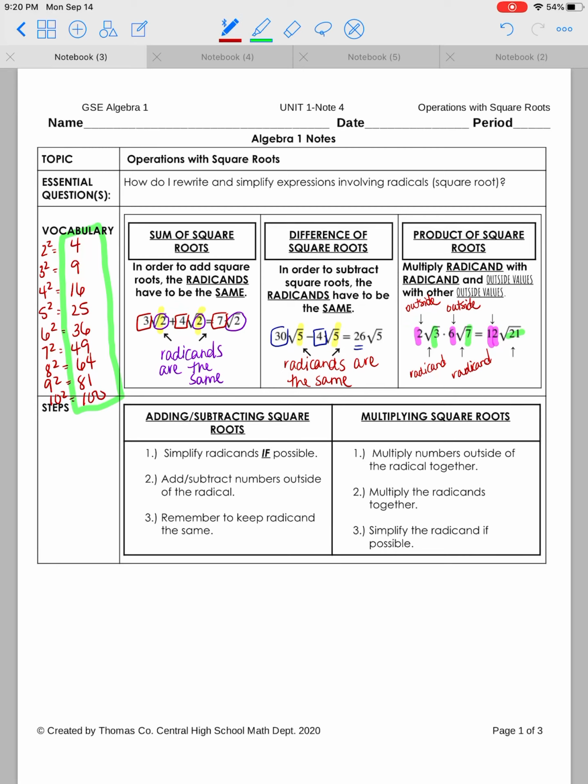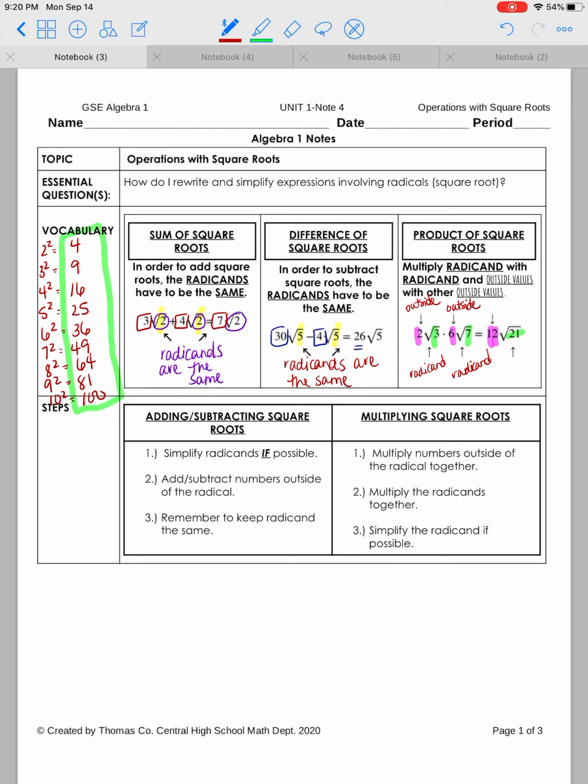Okay, let's look at the steps now. What do I need to do if I'm adding or subtracting? First thing I'm going to look at is to see, do I have the same radicand? If I do have the same radicand, then I just add or subtract the outside numbers and keep that radicand.